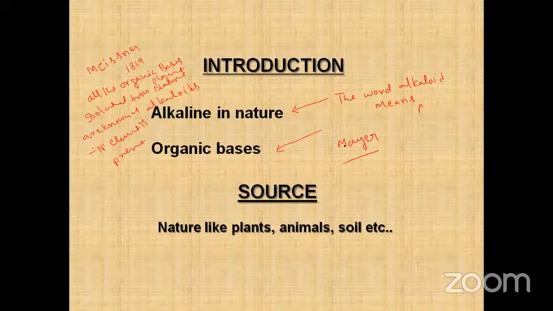Meyer, Mayer. In 1896, he proposed that alkaloids are the basic compounds isolated from plants and are frequently distinguished by their physiological activity.